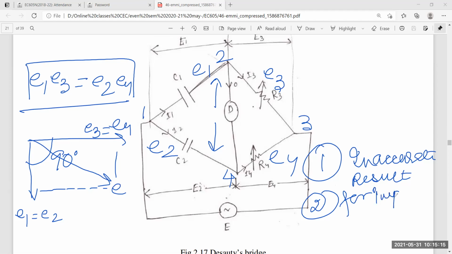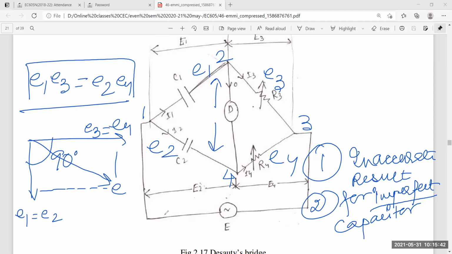Second disadvantage is that this inaccurate result is for imperfect capacitor. Here imperfect means which is not free from dielectric loss, remember. So hence we can use this bridge only for comparing perfect capacitors. This imperfect capacitor will not help, so we can only use this bridge for perfect capacitors.